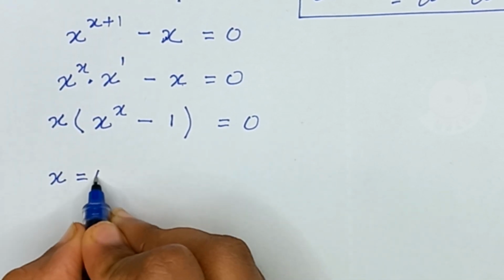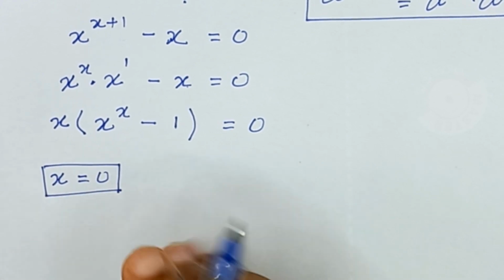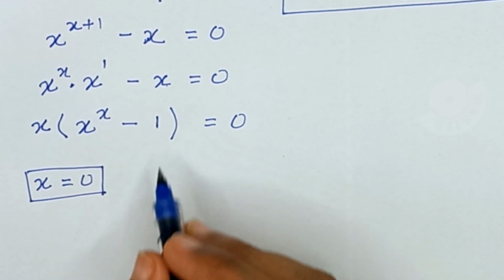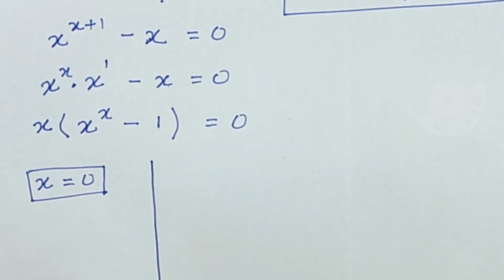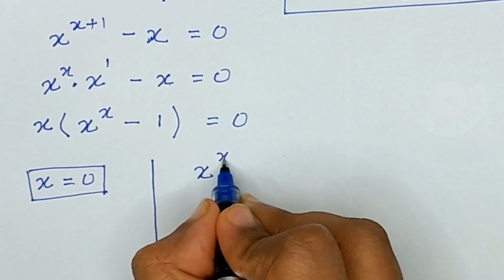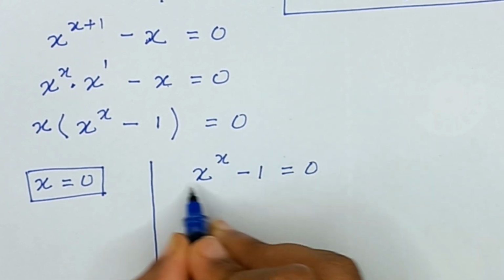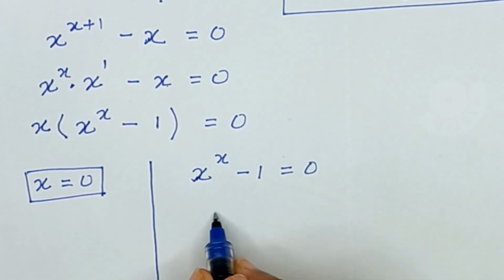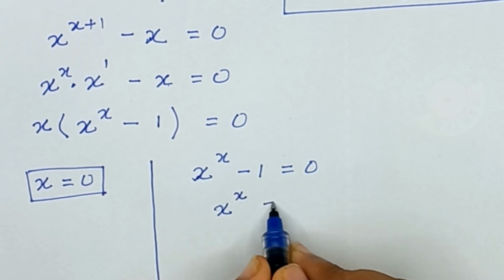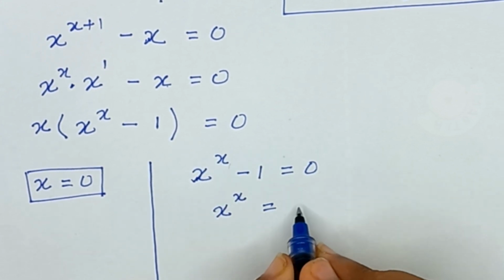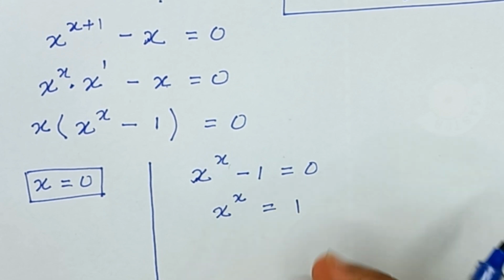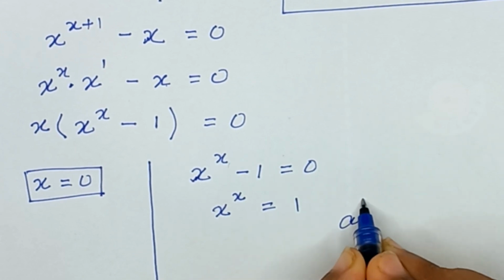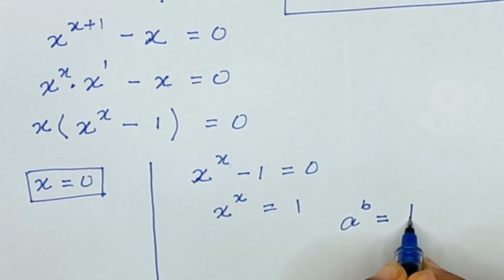So from here the first value of x is equal to 0. Now we'll solve this equation and find the value of x from here. So it is x raised to the power x minus 1 is equal to 0. Now we can write it as x raised to the power x, and we take this negative 1 to the right hand side, so it will become positive 1. So I have a form here that a raised to the power b is equal to 1.